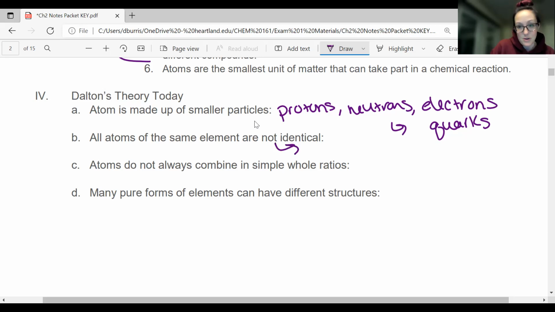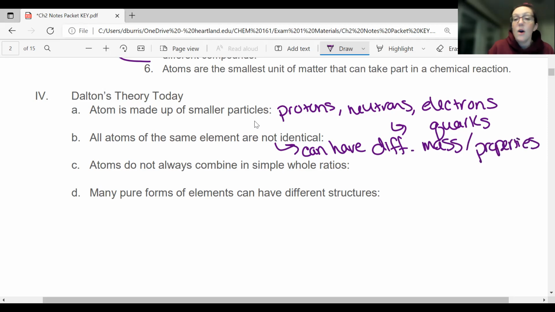So they're not identical. They can have different masses or properties. Usually, one isotope is going to be radioactive and the other ones are not. So they can be a little bit different. Atoms do not always combine in simple whole number ratios.